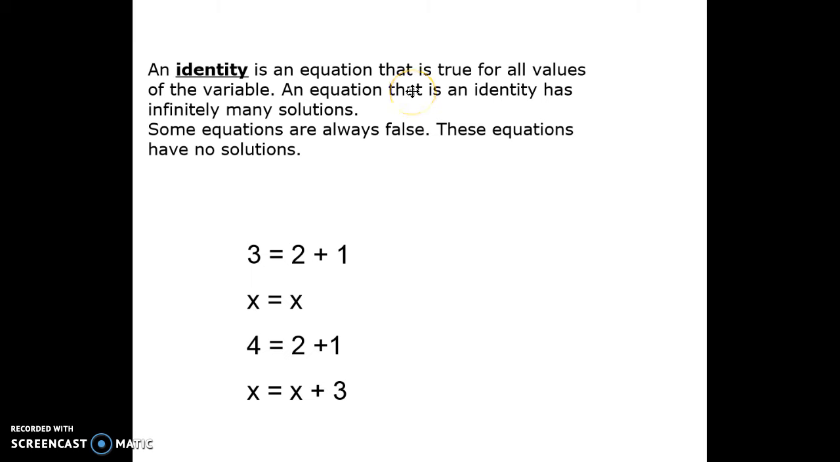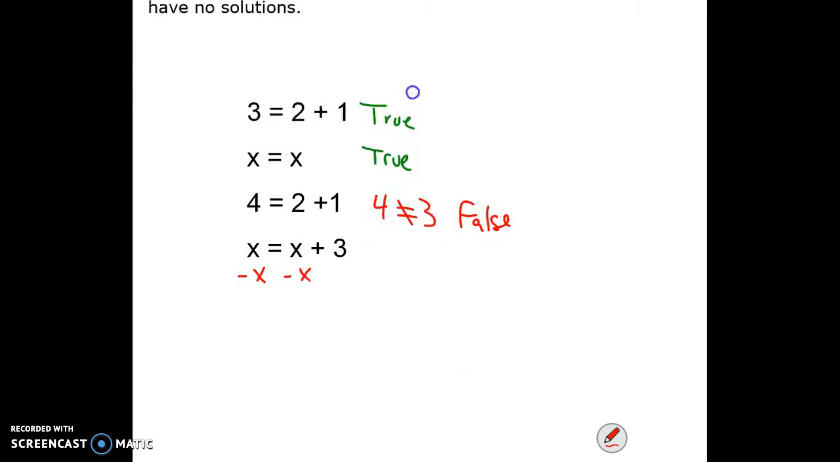So these first ones are true. But when I look at this, 4 equals 2 plus 1, 4 does not equal 3. No way, this is false. And the same thing down here. x equals x plus 3. Well, wait a minute. That's not true. If I subtract an x from both sides to try to move it over, I get 0 equals 3. Well, that's not true. 0 does not equal 3. Of course, that is false.